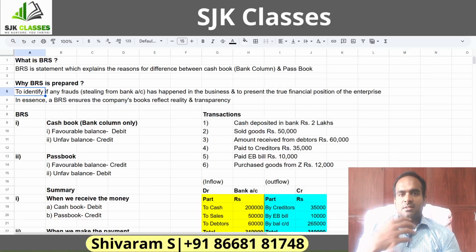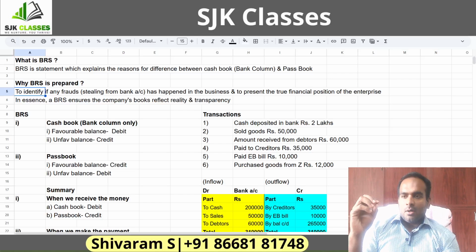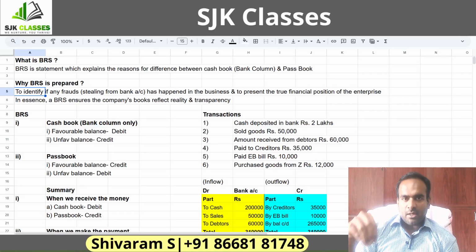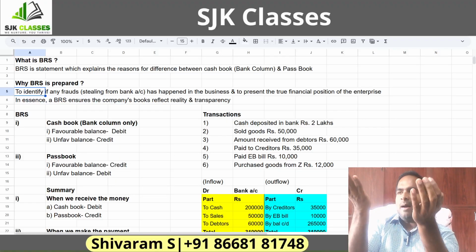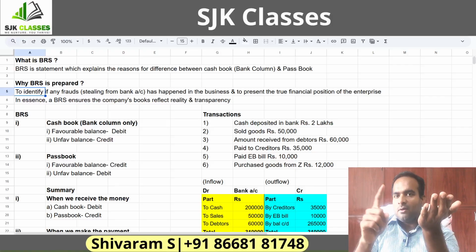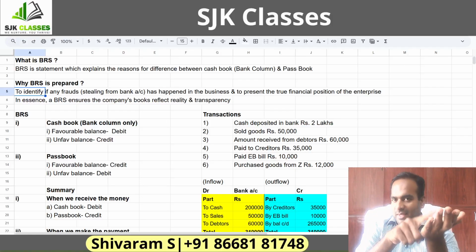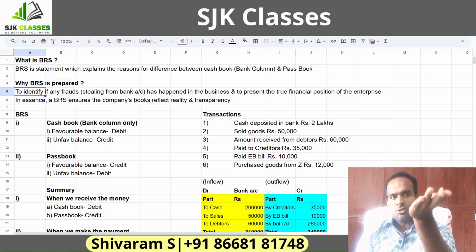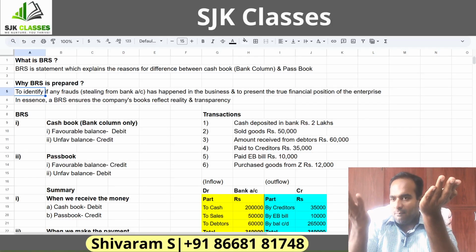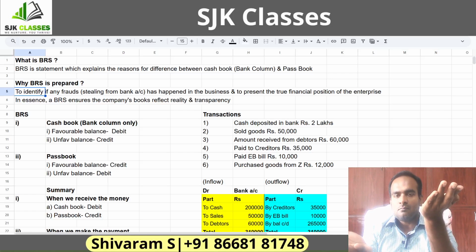See, let's say I'm in charge of handling the bank transactions. As an accountant, since I have access to the company's bank account, there is a possibility that I might steal the money from the bank account. If I steal the money from the bank account, what will happen? The real bank balance in the passbook will drop. The balance will go down. But will I pass any accounting entry in the cash book? No, I won't pass any accounting entry here. So the cash book balance will be showing a higher balance, but in reality, my bank balance has come down. I hope it's clear.